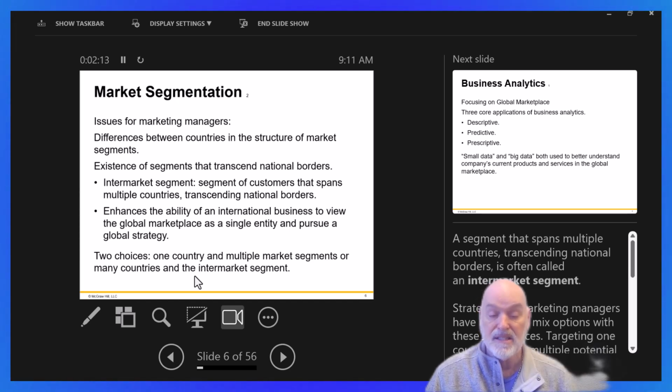It enhances the ability of an international business to view the global marketplace as a single entity and pursue a global strategy. Two choices: one country and multiple market segments, or many countries and the intermarket segment.